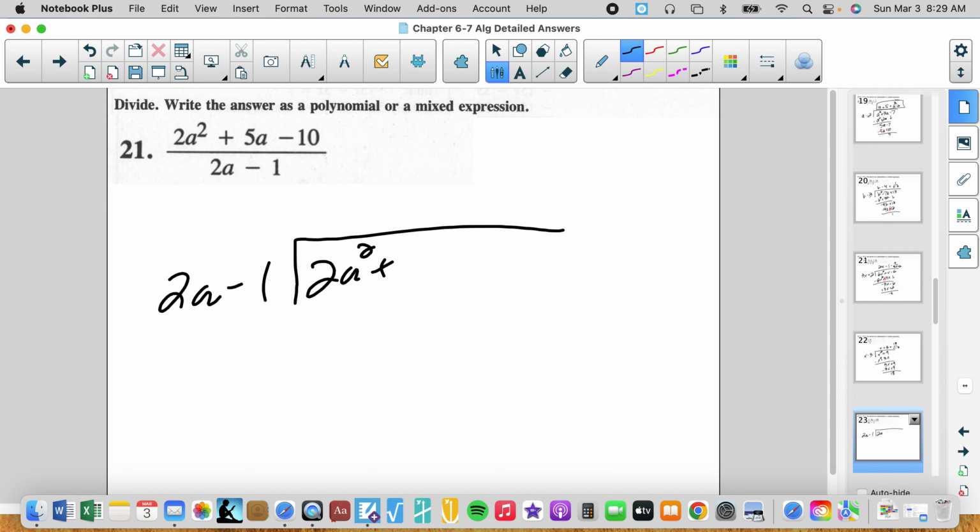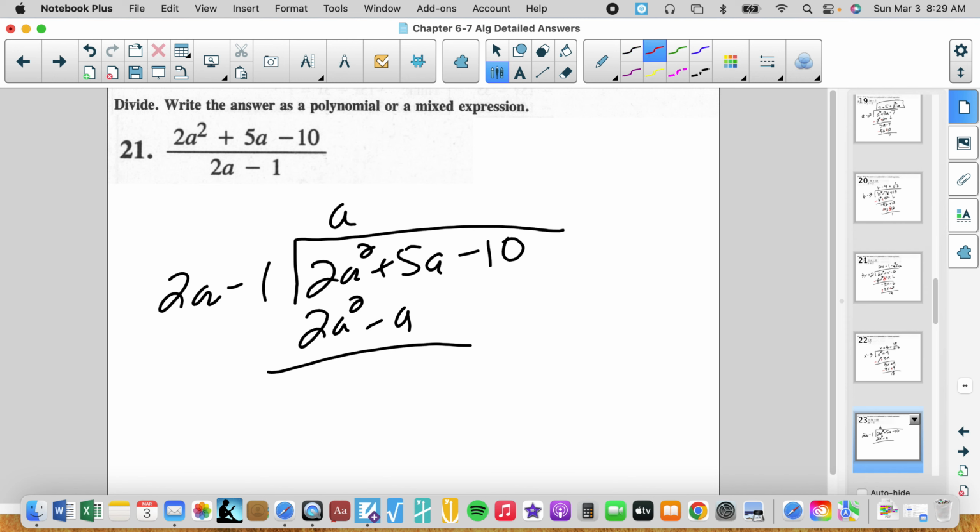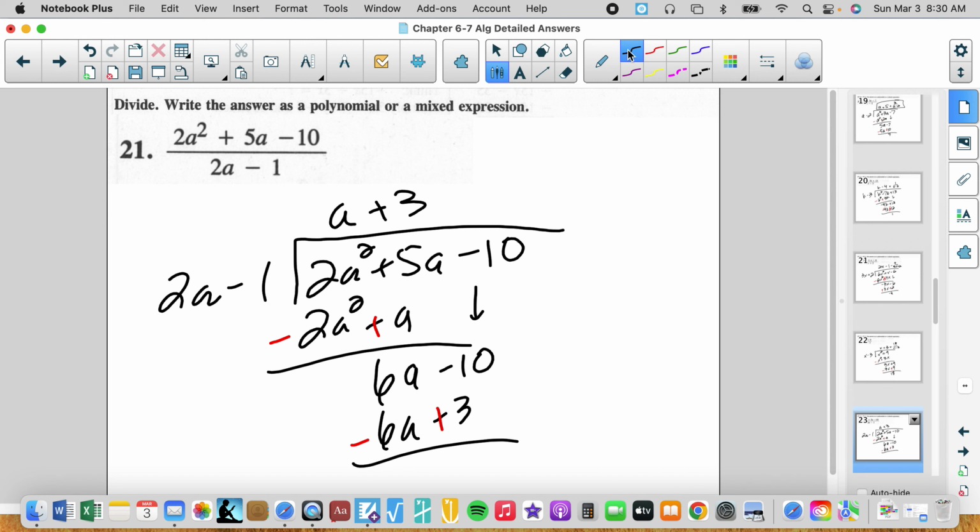2a squared plus 5a minus 10. So we'll multiply it by an a. You get 2a squared minus a. And the other place that students make their mistakes is they forget to flip the signs. Minus 10. Let's multiply that by 3. 6a minus 3. Don't forget to change the signs. Negative 7, minus 7 over 2a minus 1.